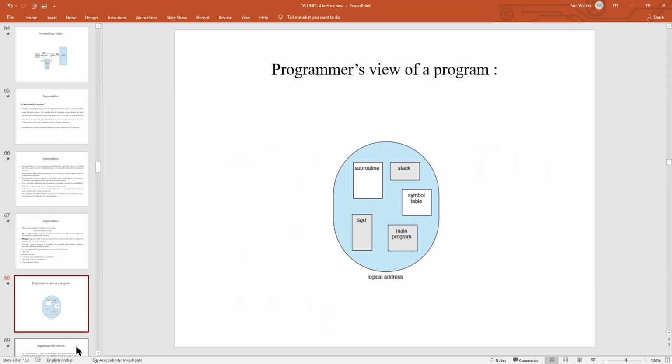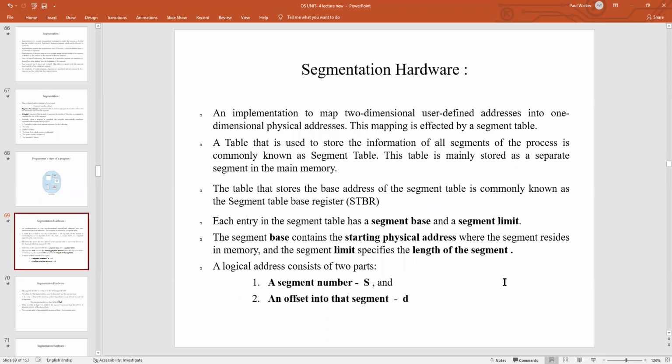After that, subroutine. Okay, segmentation part 1. Here the implementation of segmentation has to be done in a two-dimensional user format. This can also be done into one-dimensional format with the help of the physical address. So this mapping of two-dimensional user-defined address to a one-dimensional physical address is called a segment table.